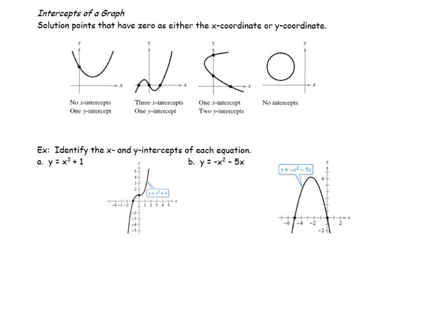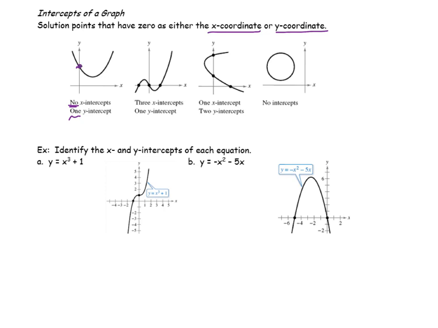Our last portion of the lesson will be identifying intercepts of a graph. Keep in mind you can have an intercept that's an x value or a y value, looking at where it crosses the x or y axis. In that first example, notice it doesn't cross the x-axis at all. There are no x-intercepts and one y-intercept right there on the coordinate system.